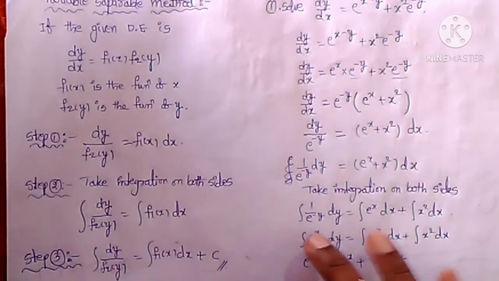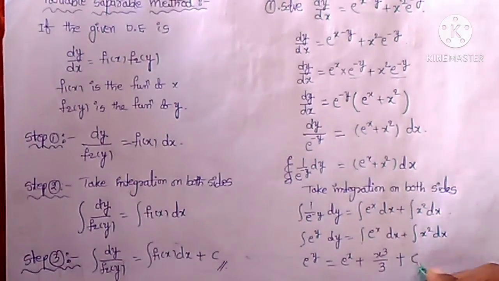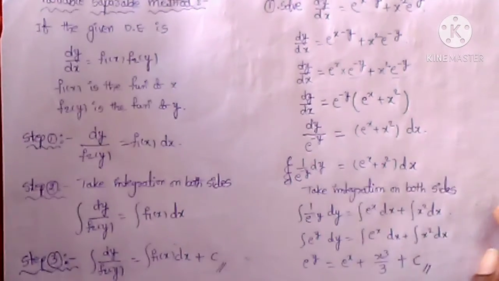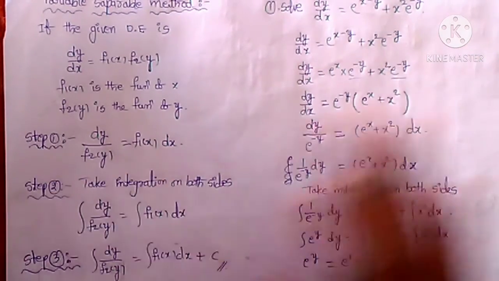What is the third step? After integrating these total values, you have to add plus c in the final result. Like this you have to solve the given differential equations by using variable separable method.